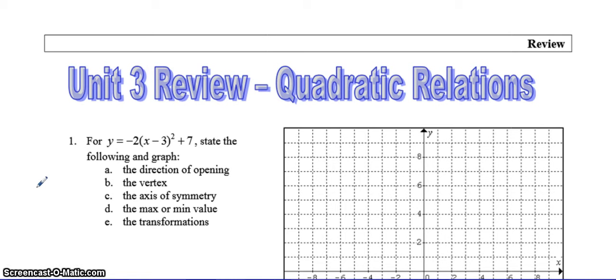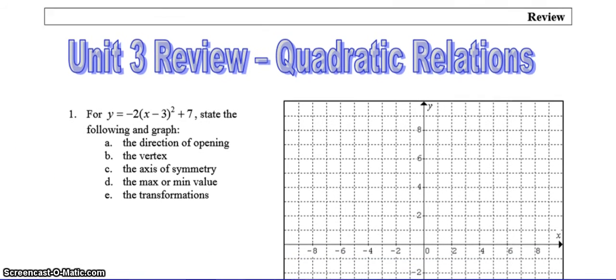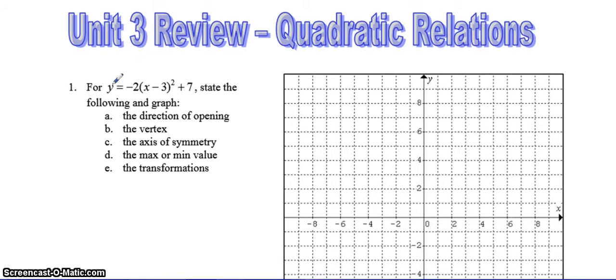Welcome now to the Unit 3 review, which was all about graphing parabolas. So here's our equation in vertex form. The first number is the a value. The second number is the h value with the opposite sign to what it looks like. The third number is the k value.